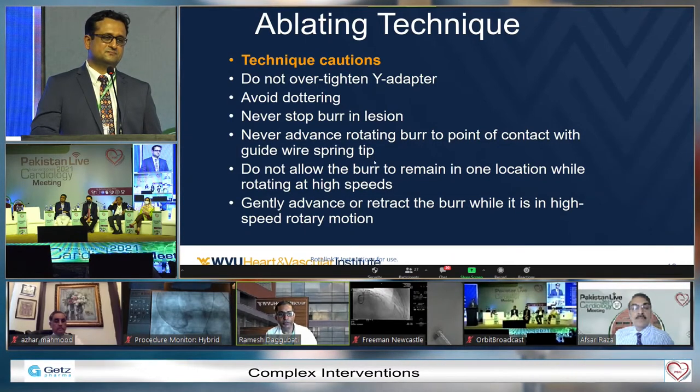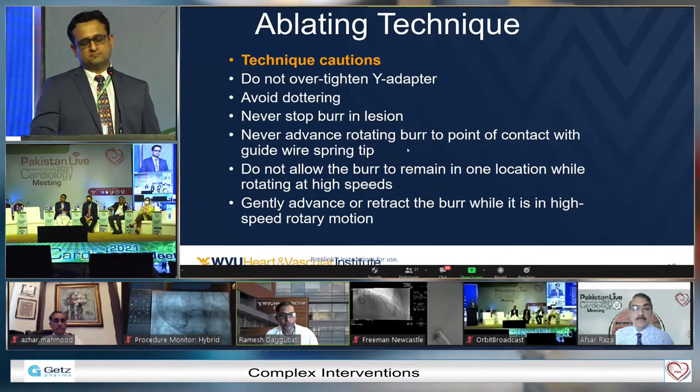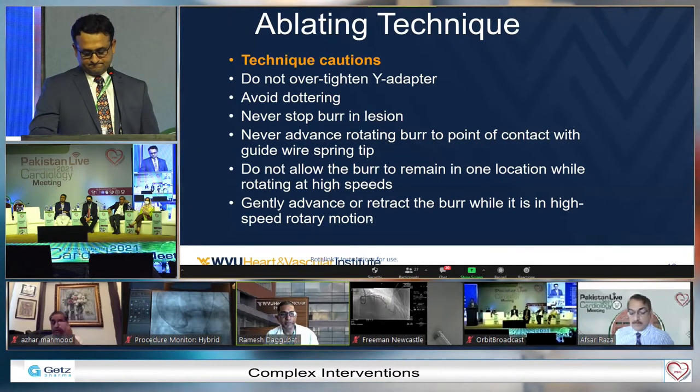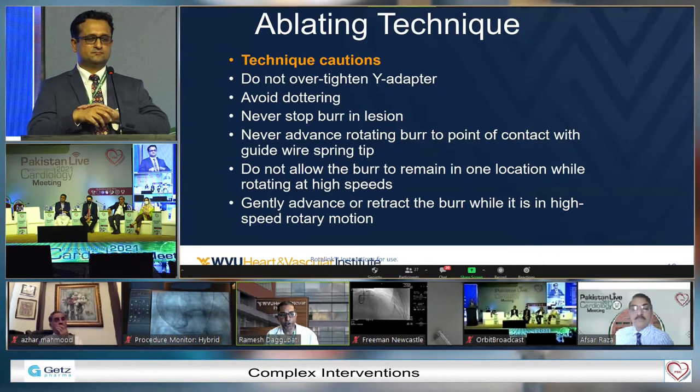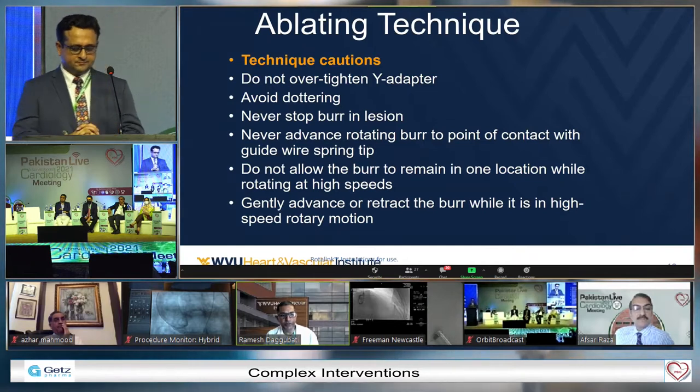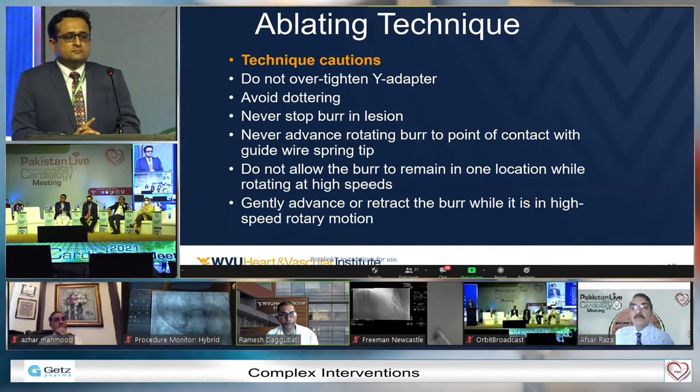Do not allow the burr to remain in one location while rotating at high speeds. Gently advance or retract the burr while it is in high speed rotary motion. You have to make sure your hand is very stable and very soft, gently advancing it and pulling it back in a pecking motion.